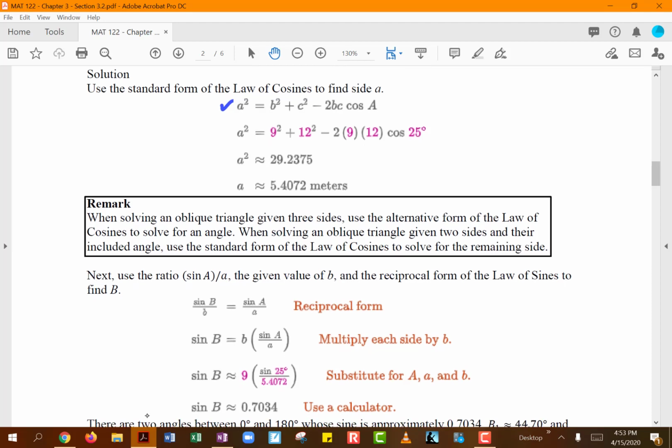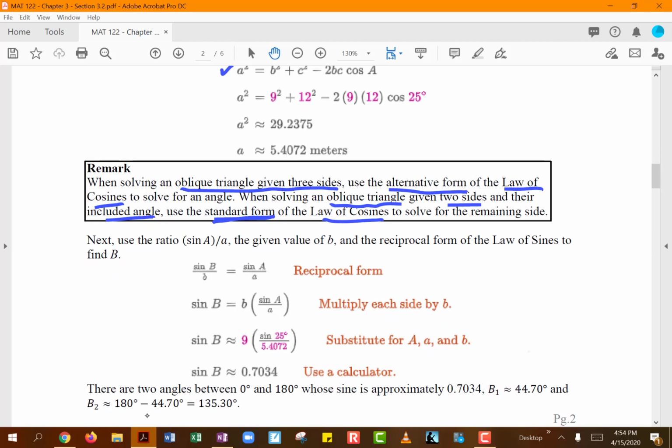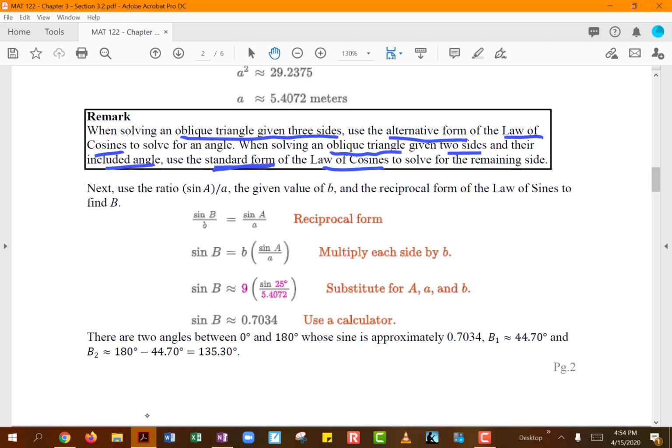But before we get into that, they are saying that when you are solving an oblique triangle where the 3 sides are given, you use the alternative form of the law of cosines. When you are given 2 sides and the included angle, you use the standard form of the law of cosines. They're just talking about in which situation you use which form of the law of cosines. All right, so now let's find our two missing angles.